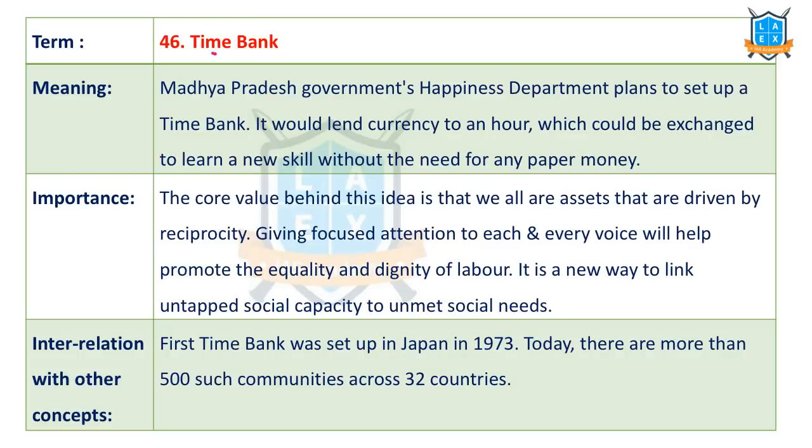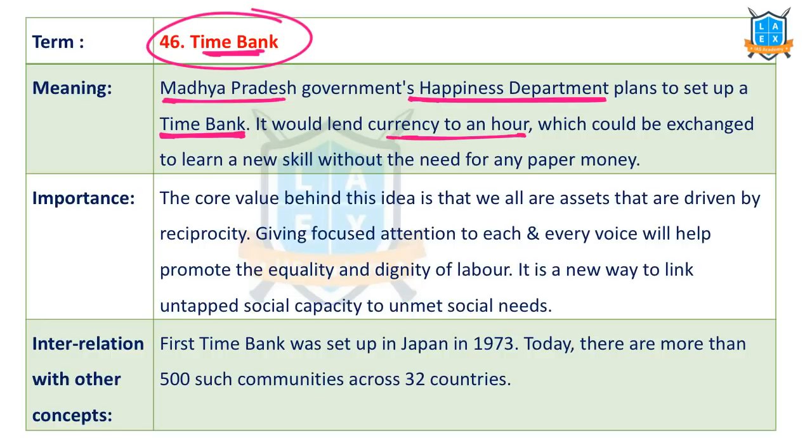The next important term is time bank. What is this time bank? We know that Madhya Pradesh has a separate department for happiness. So the happiness department is planning to set up a time bank. Time bank means instead of having a repository of money, it has a repository of time. That is, it will lend currency by the hour. That means more hours of work, more value, something like that.